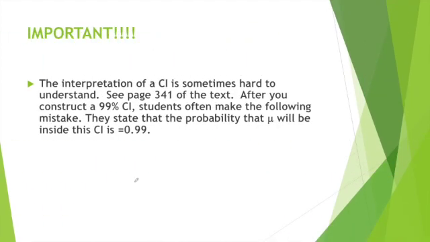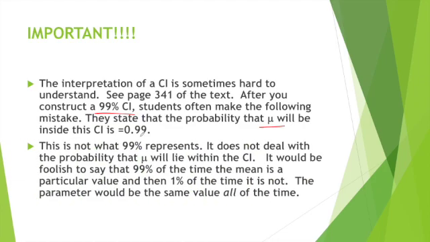It's really important, too, to make sure you know how to interpret a confidence interval. The interpretation of a confidence interval is sometimes hard to understand. So after you construct a 99% confidence interval, students often make the following mistake. They state that the probability that our mu, our population mean, will be inside the confidence interval is 0.99. And that's not the case. That's not what the 99% represents. It does not deal with the probability that mu will lie within the confidence interval.